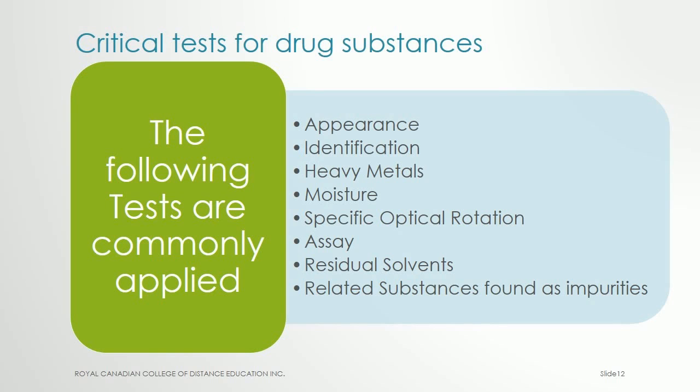Critical tests for drug substances. The following tests are commonly applied: appearance, identification, heavy metals, moisture, specific optical rotation, assay, residual solvents, related substances found as impurities.